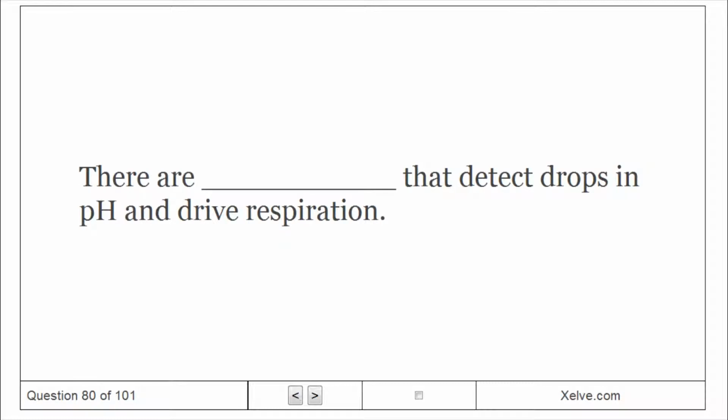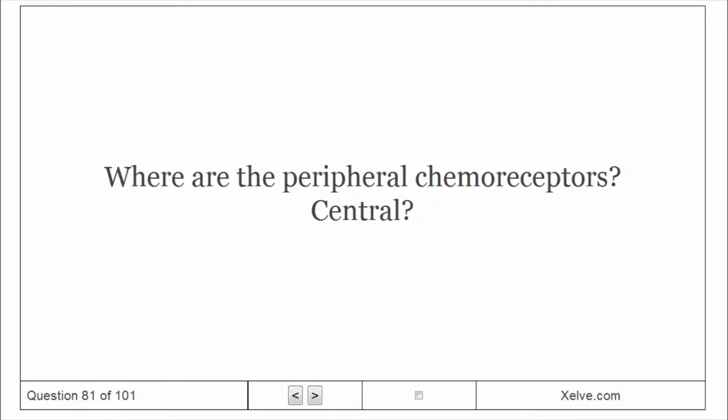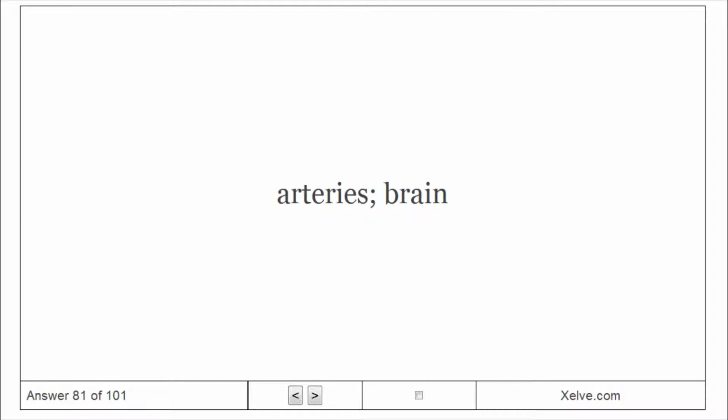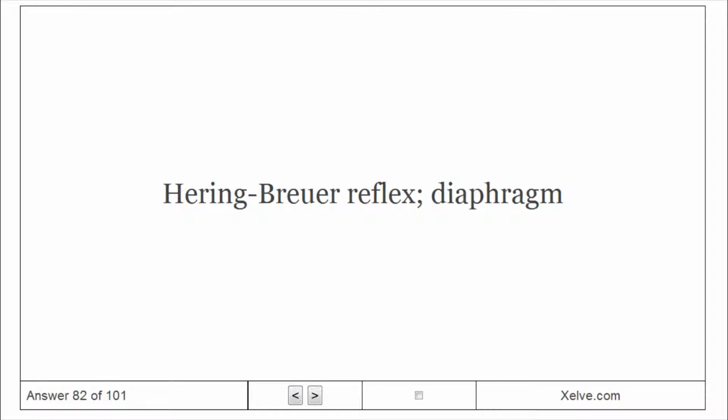There are blank that detect drops in pH and drive respiration. Chemoreceptors. Where are the peripheral chemoreceptors? Central. Arteries, brain. The blank is a stretch reflex that prevents overinflation of the lungs by sending an inhibitory signal. Hering-Breuer reflex, diaphragm.